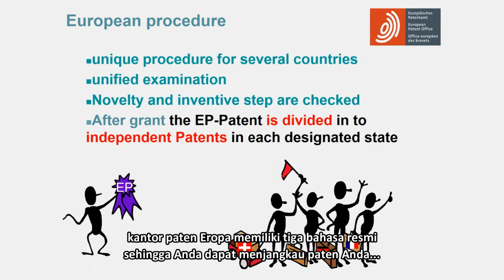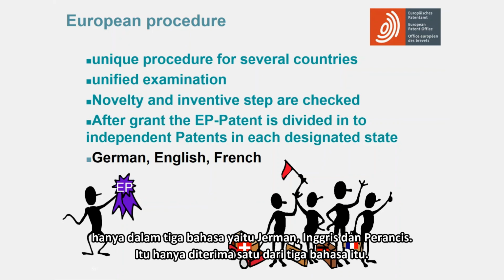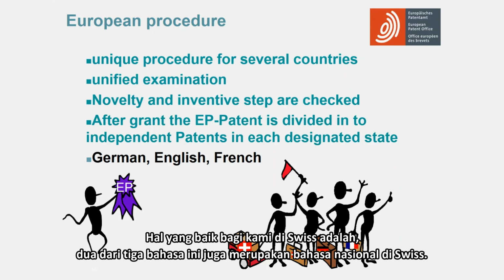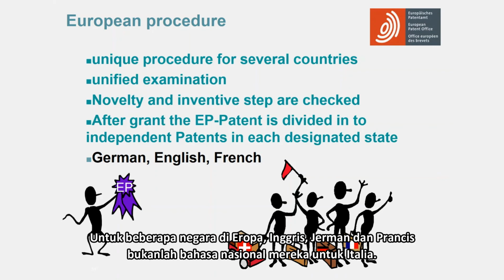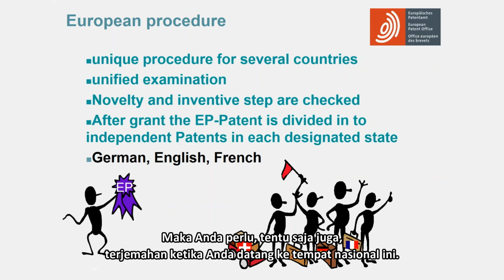One thing you have to know is actually that European Patent Office has three official languages, so you can actually reach out your patent in only three languages, that is German, English, and French, and that is actually accepted only in one of those three languages. So good thing for us in Switzerland is that two of these three languages are also national languages in general in Switzerland. It's actually German and French. So for us is actually a good thing. For some countries in Europe where English, German, or French are not their national languages, for Italy, then you need, of course, also translation when you are coming to this national phase that we talk.